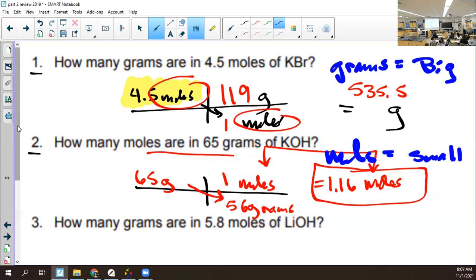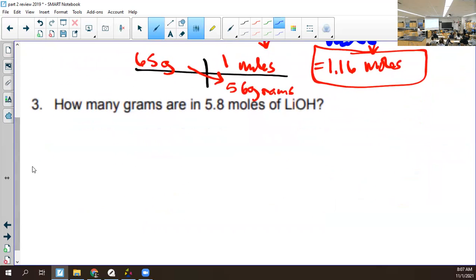Okay, will you try number 3 on your very own? I will tell you lithium hydroxide is 24. Okay, see how fast you can do that problem. When you get it, tell your partner. If you guys match, give each other knuckles and say, I'm so excited to test tomorrow after I get extra credit at the can drive.